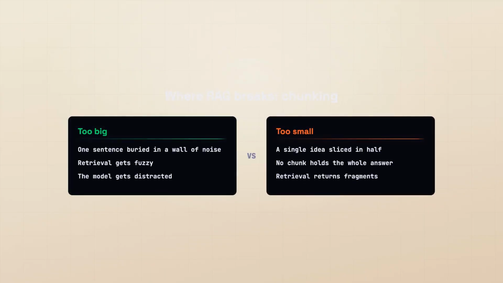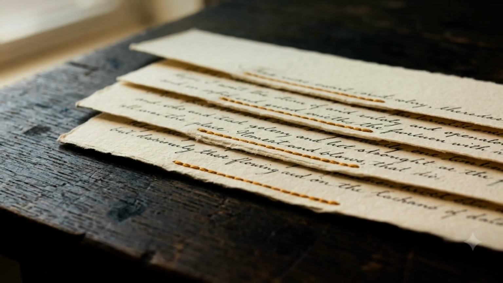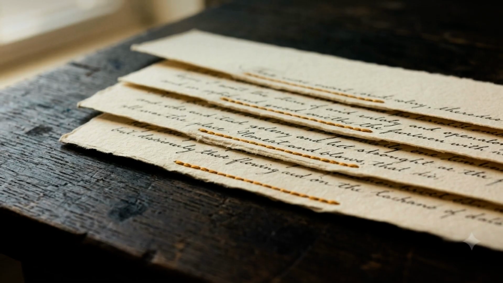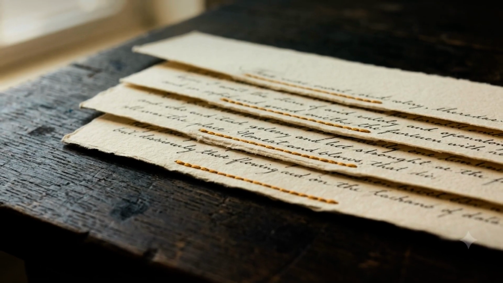Most broken RAG systems fail in the same place, and it is not the model. It is the chunking. Chunk too big, and you bury the one relevant sentence inside a wall of noise. Retrieval gets fuzzy, and the model gets distracted. Chunk too small, and you slice a single idea in half, so no chunk holds the whole answer. The fix most people miss is overlap. Let each chunk share a little text with the next one, so a sentence sitting on a boundary is never cut in two. Chunking is where you should spend your first day of tuning, not the model.